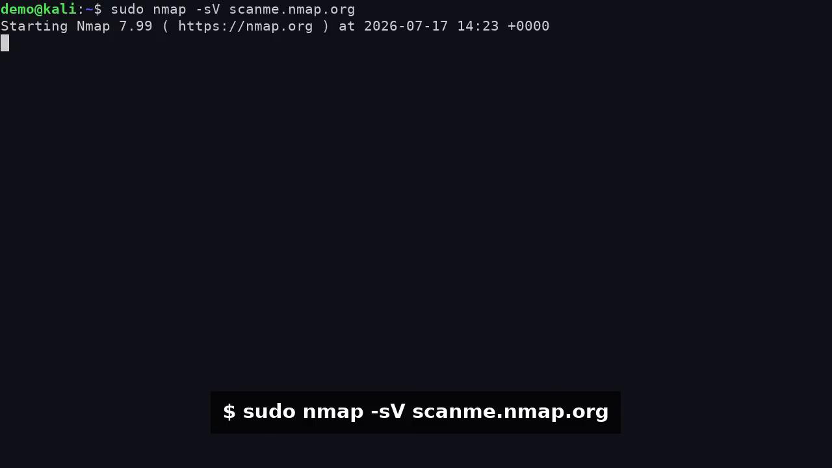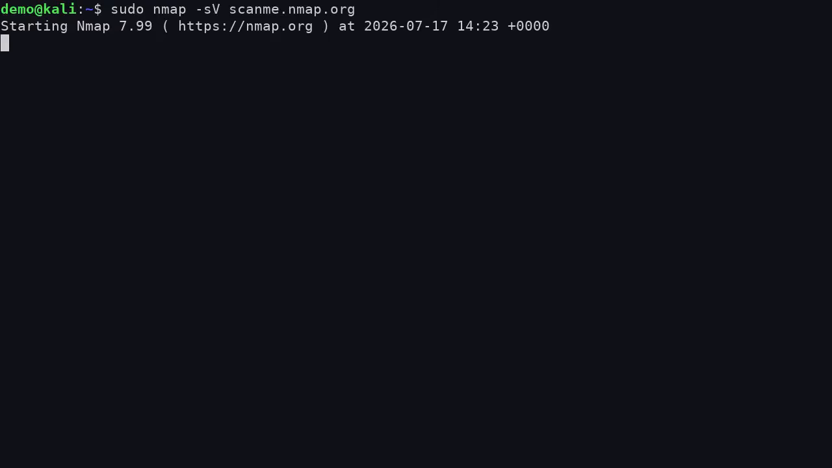This command probes open ports to determine the specific service and version running on them. The -sV flag enables version detection, which is crucial for identifying potential vulnerabilities associated with specific software versions.